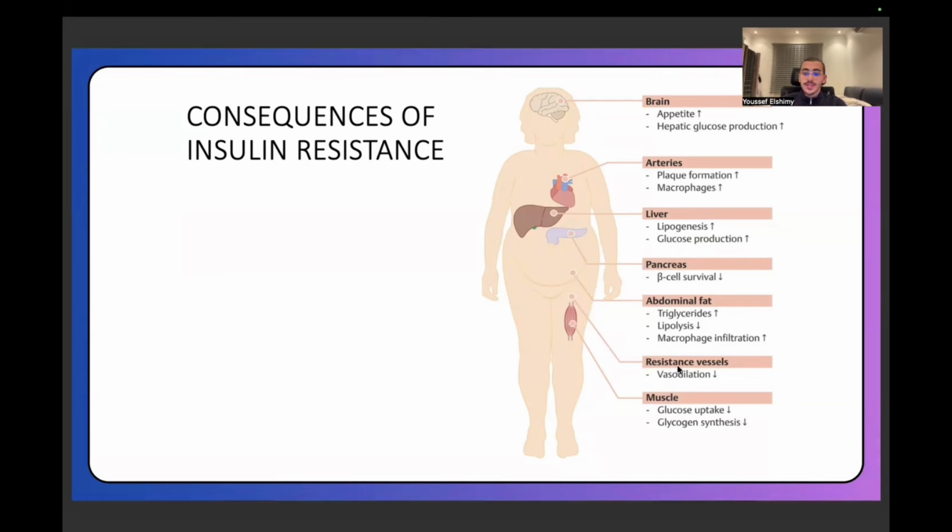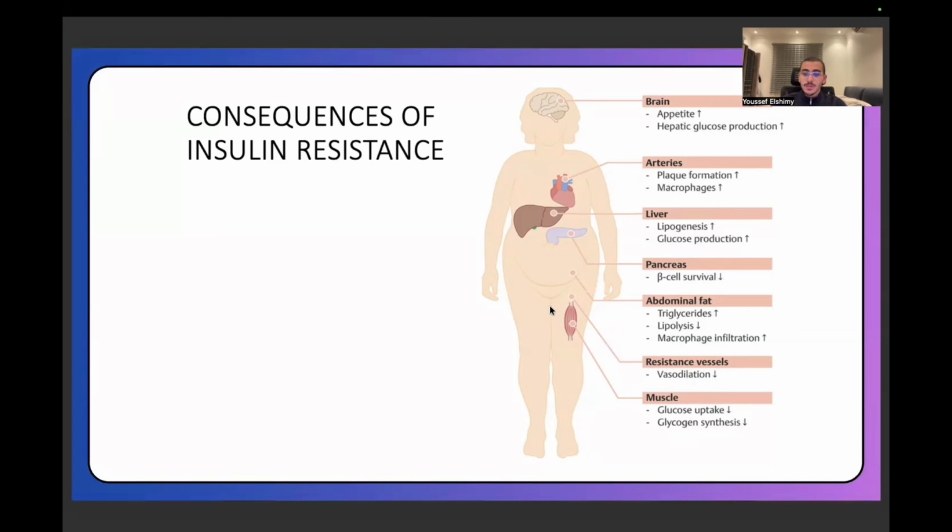Also, there would be resistance in the vessels because the vasodilation would decrease. We mentioned that insulin has a vasodilatory effect by stimulating nitric oxide. So if you don't have this effect of insulin, there would be decreased vasodilation, so there would be increased vascular resistance. So another consequence of diabetes is hypertension. So think of diabetes, hypertension, as well as hyperlipidemia as a group of diseases happening at the same time.